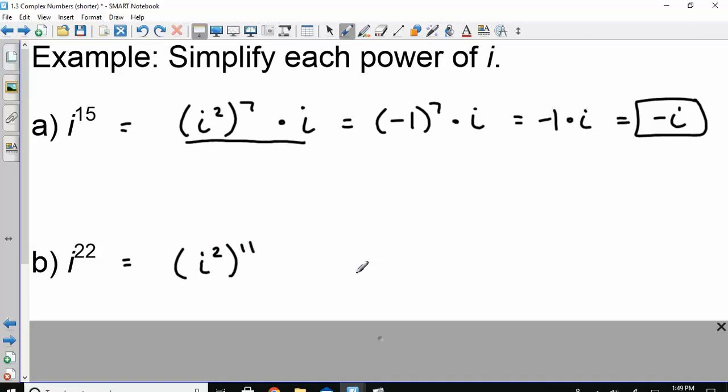$11. Do we have any left over? No. What is i squared? And -1 to the 11th power? That's how we do it. Do we need more?